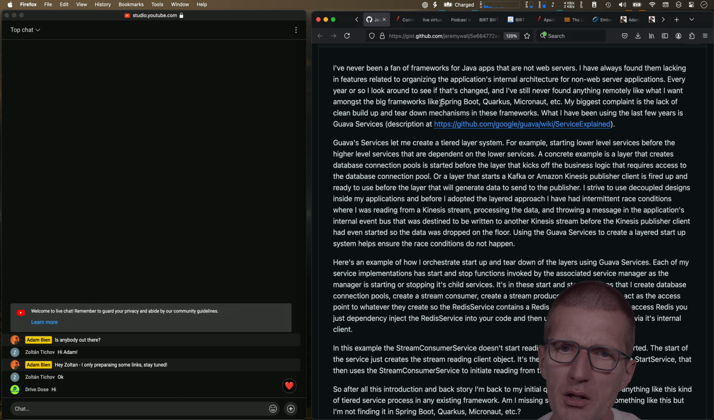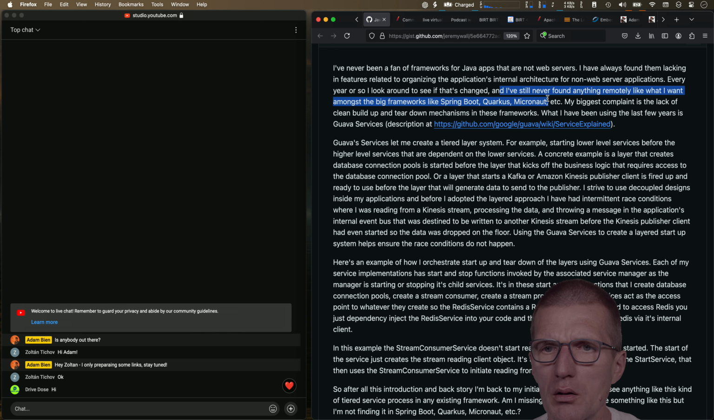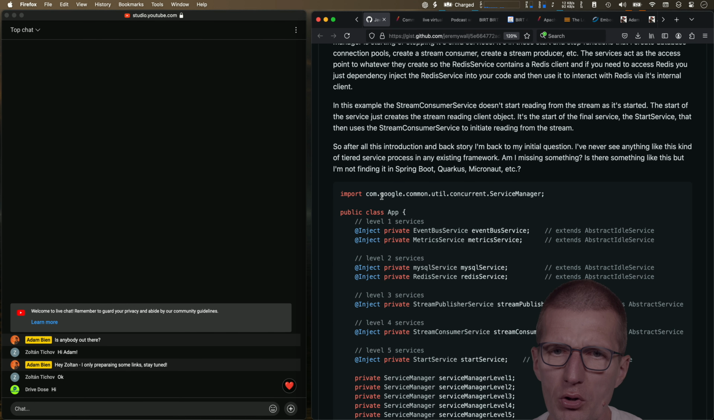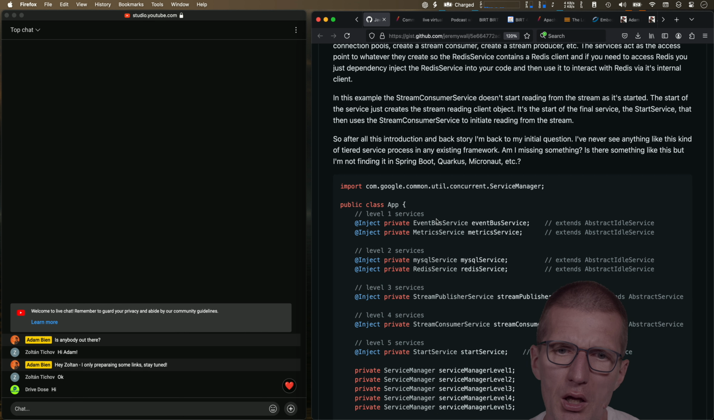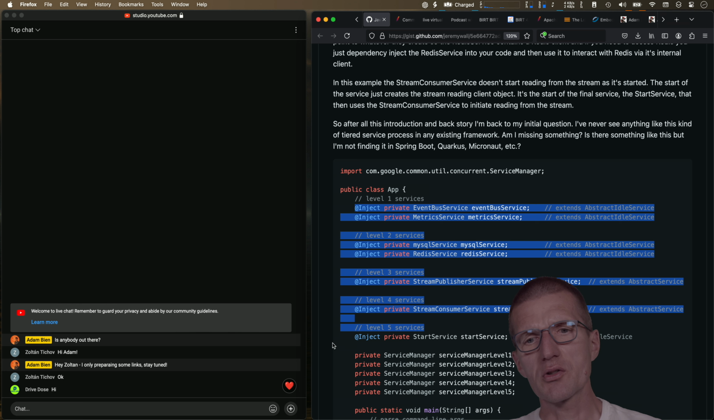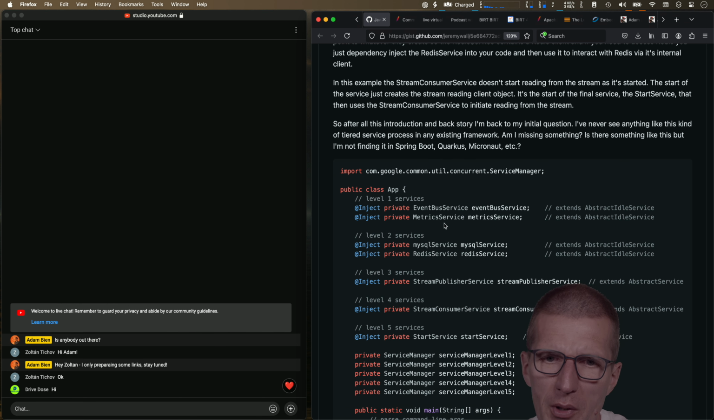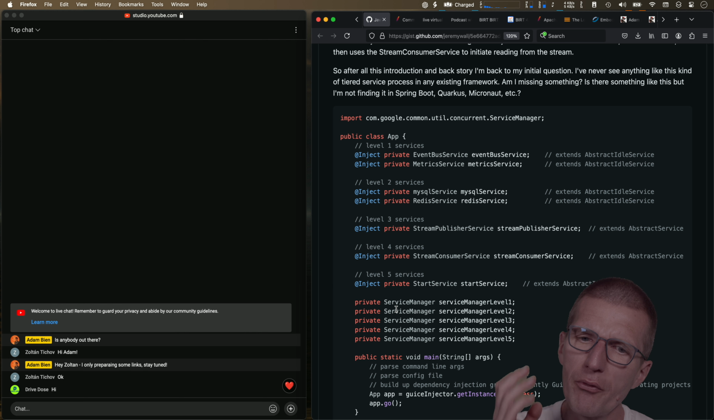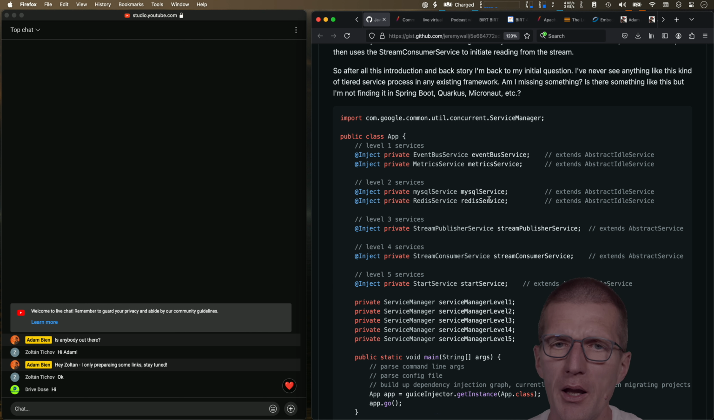And what it says is that the big frameworks, Spring Boot, Quarkus, and Micronaut, are maybe overloaded. And there are Guava services, and there is a service manager, and what the Guava services are able to do is to start multiple services in an operating system like manner. So you see here we have event bus, metric service. This is level 1, level 2, 3, 4, 5, and I saw this programming style before. And I guess this @Inject is Google Guice Inject, I'm assuming, because this is a Google project.